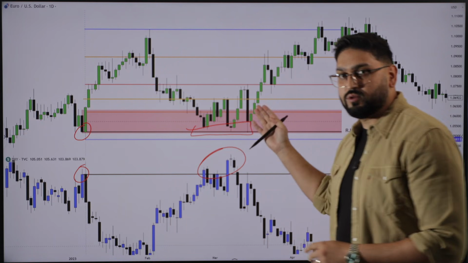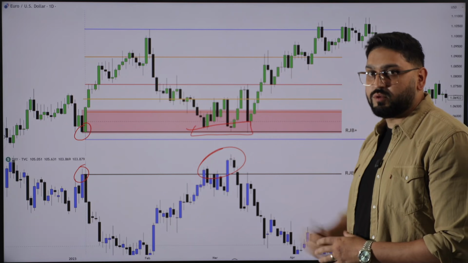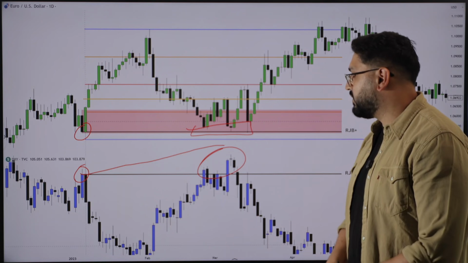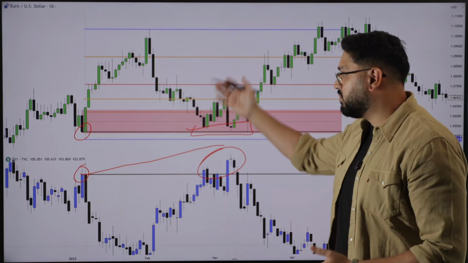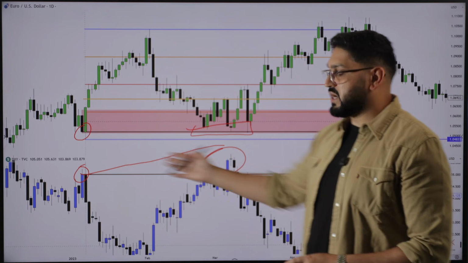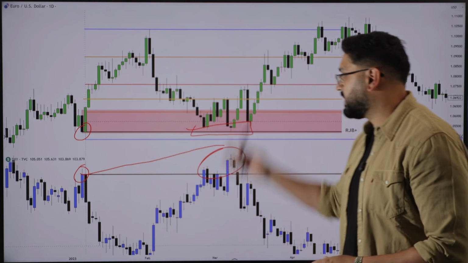This shows professional accumulation of longs on euro dollar, and this is something known as a rejection block SMT divergence. If this was a market moving in sync, then we would also expect the euro dollar to close back below its rejection block. In this case, it hasn't.